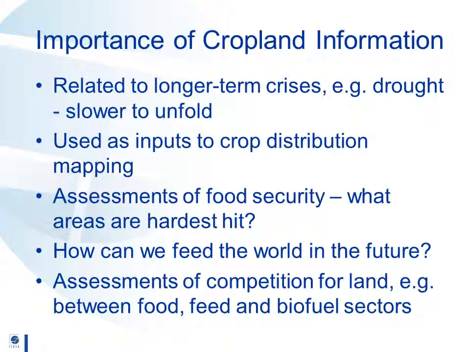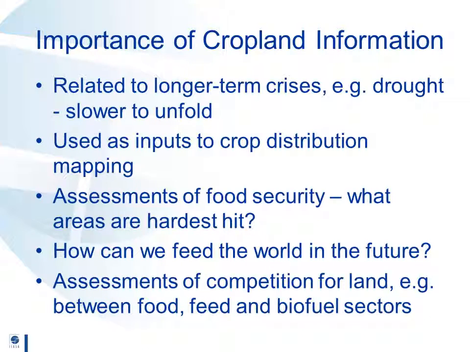Cropland information is important from a food security perspective. Drought is a key crisis, even though it's much slower to unfold than many natural hazards. Cropland information is used to create maps of crop type distributions, for example the spatial distribution of maize. But if the cropland maps are wrong, then these will also be highly problematic outputs.